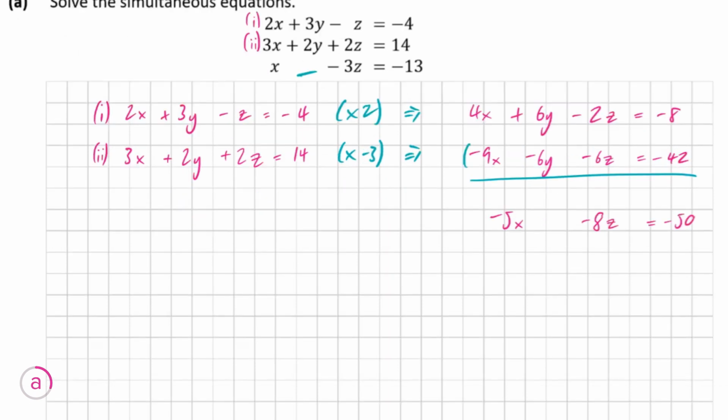So after we add the second equation to the first one, we're going to get that our new equation now we're going to be working with is minus 5x minus 8z is equal to minus 50. And recall that the reason we wanted this equation is so we could use this equation up here in order to get rid of now another variable.